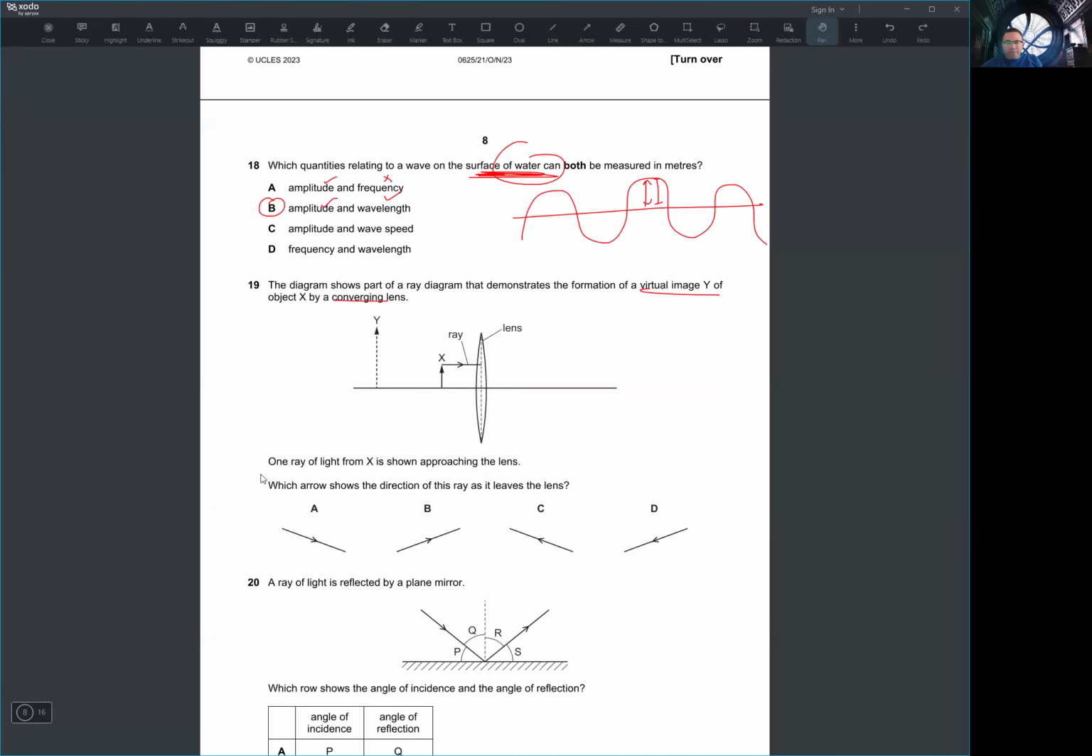One ray from X is shown. Which arrow shows the direction of this ray as it leaves the lens? Obviously, if I draw this properly, it will look like this. This is the direction of this ray. So which is the correct answer? A, no question.